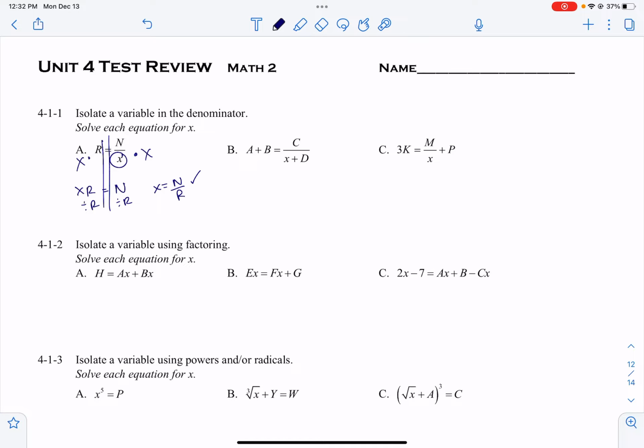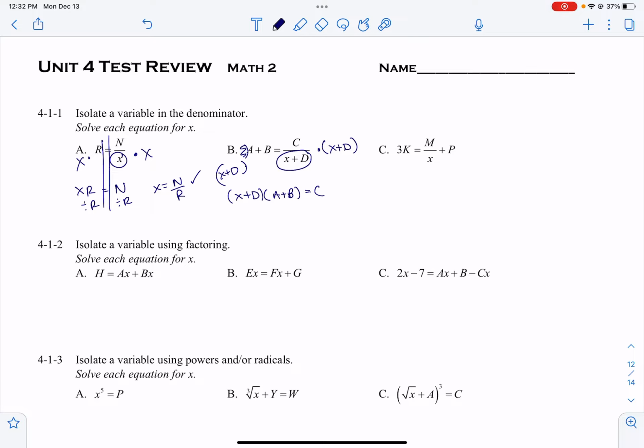Problem B. Again, x is on the bottom, but this time it's also being added to d. So I'm going to multiply both sides by x plus d. So both sides get multiplied by that x plus d parenthesis. So on the left, I end up with x plus d being multiplied by a plus b. And on the right, all that's left is c.